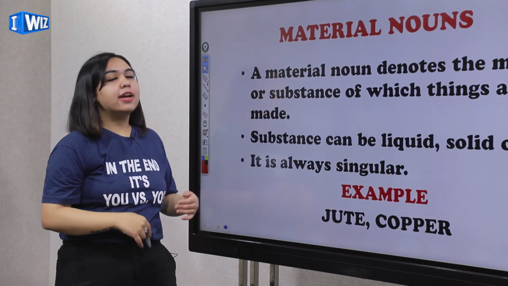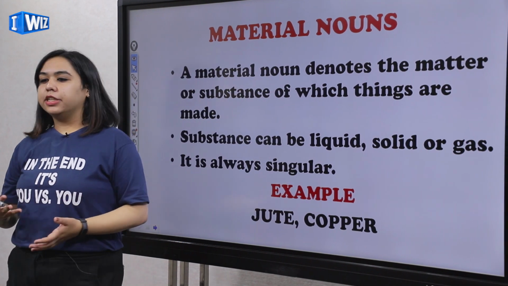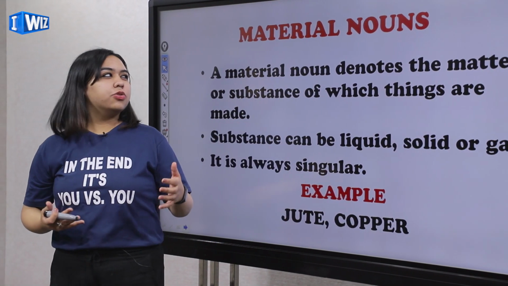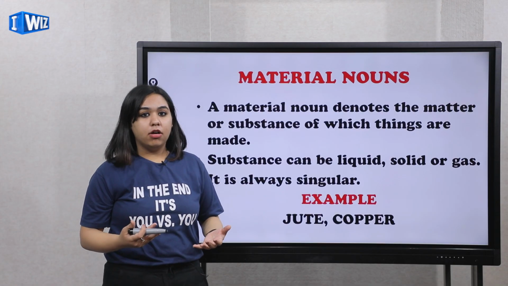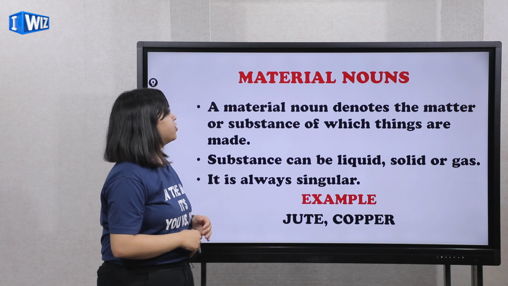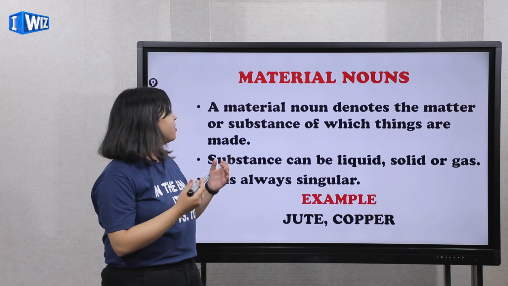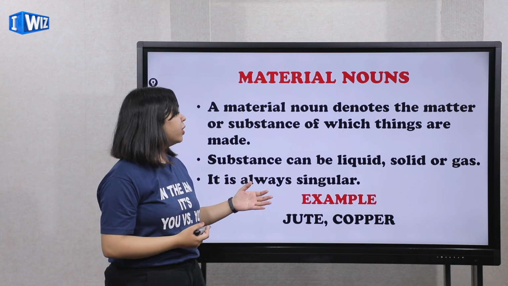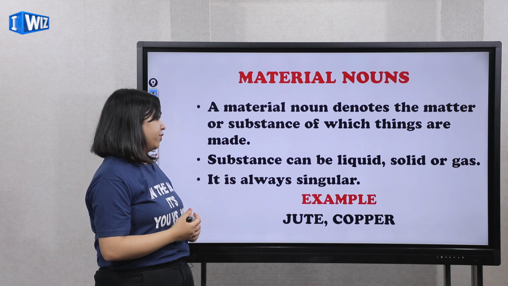And let's move on to our next type of nouns, that is material noun. Now what do you understand by material? When you listen to this word or you look at this word, what comes to your mind? Matter? Yes, matter or something like that. Okay, let's read the definition. A material noun denotes the matter or substance of which things are made, out of which things are made. Those are the material nouns.